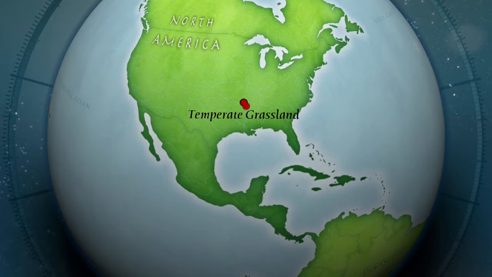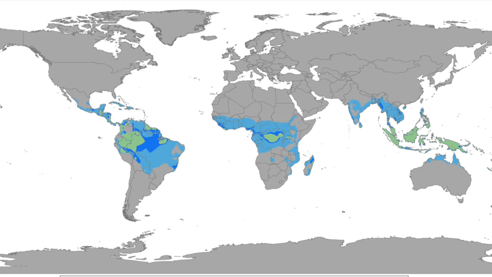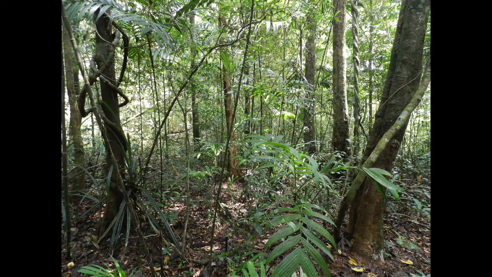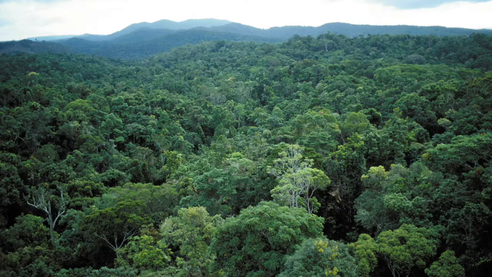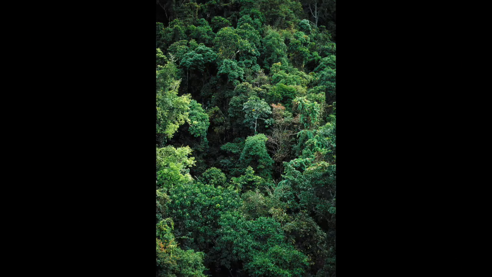Now it's time for the MVP of all the biomes. Our next stop and home to Tarzan is the tropical rainforest. Here you will find the highest diversity out of all of the other biomes. Rich in plant and animal life, you will find roughly 50% of all species here, including tree frogs, jaguars, and monkeys. The tropical rainforest is a sight to see with broad-leaved trees.